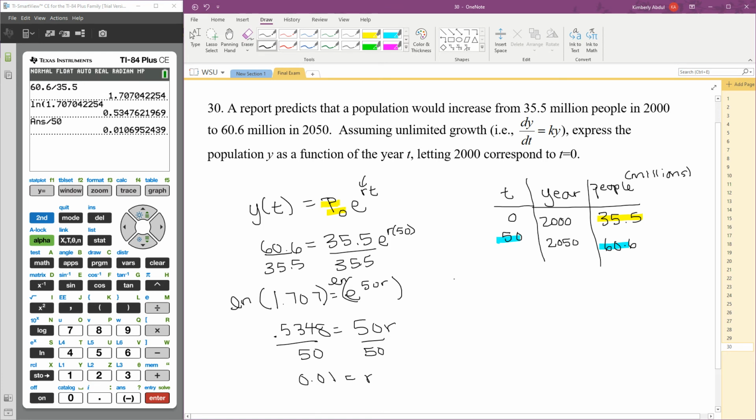0.01. So rewriting our formula now with this r value and this other part for my initial value, I would have y of t is equal to the initial value, which is 35.5, e to the 0.01t.